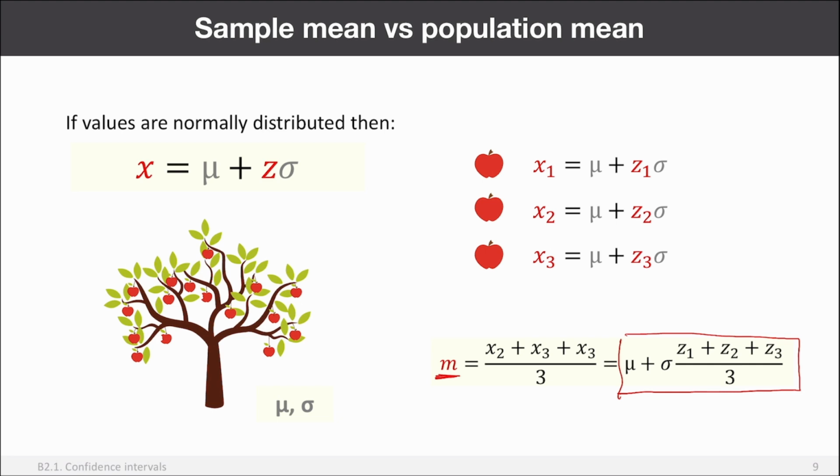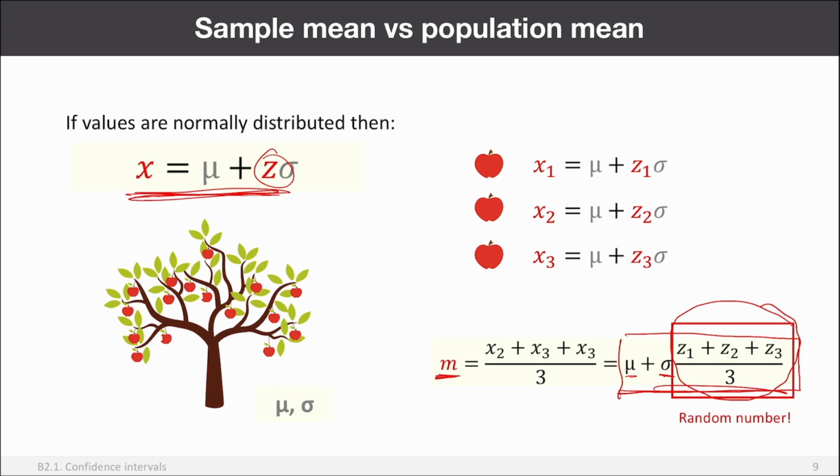So what does it mean? Look at this one. It's very similar to this expression, right? You also have mu, you also have sigma, but instead of z, you have a new random number, which is a sum of 3 random numbers divided by 3. So it's the average of 3 z-scores. If this is a random number, it means that the average of your sample is also a random number. Every time you take a new sample, you will get a new average, although the samples came from the same population. So the average of your samples is also a random number.